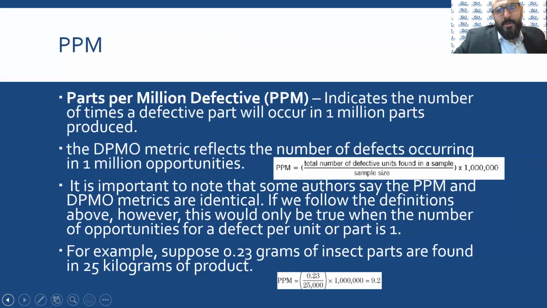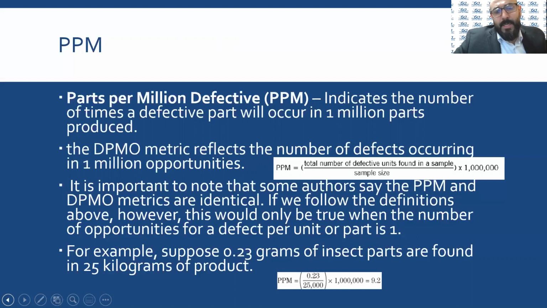It is important to note that some authors say the PPM and the DPMO metrics are identical. If we follow the definitions above, however, this would only be true when the number of opportunities for defects is only one per part. So there's a slight difference between the PPM and the DPMO. They're not exactly the same. It's only the same if there's only one opportunity per part.